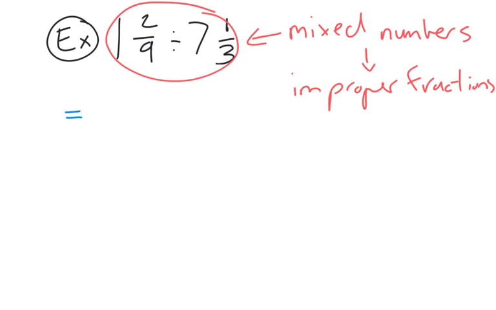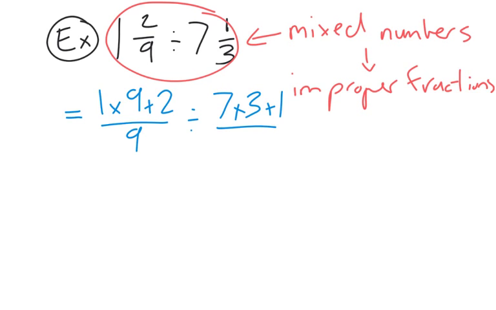So here we have 1 times 9 plus 2 over 9. Division sign stays the same. 7 times 3 plus 1 divided by 3. I'm going to skip a few steps here. 1 times 9 is 9, plus 2 is 11. The denominator stays the same. 7 times 3 is 21, and 21 plus 1 is 22, and the denominator stays the same.